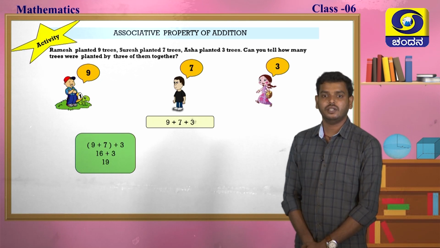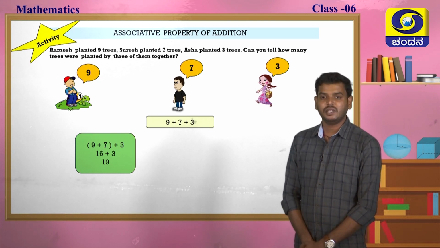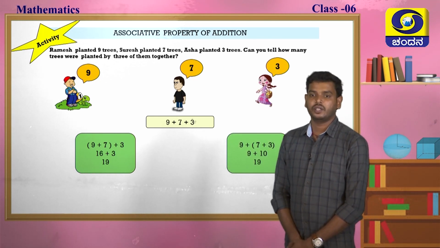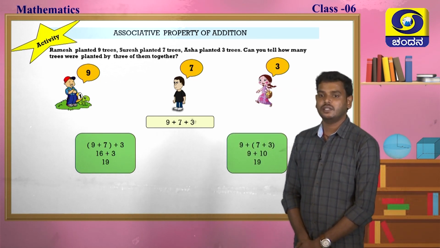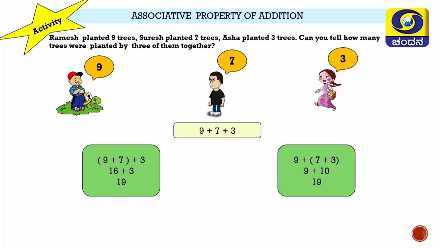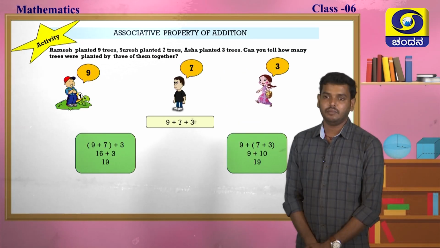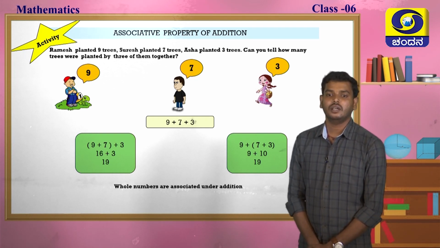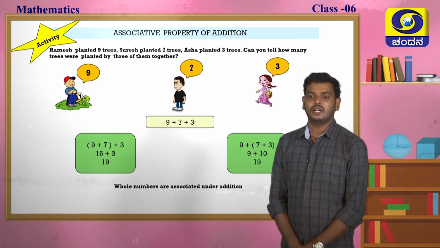So, 9 plus 7 gives you 16, plus 3, the solution is 19. And in another way, 9 plus 7 plus 3, here the last two numbers we will group and try to find the solution. That is 9 plus 7 plus 3 is nothing but 9 plus 10, which gives you 19. See, we can associate them and find the solution. So, hence here we can say that whole numbers are associated under addition.